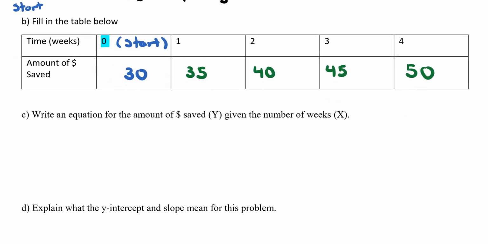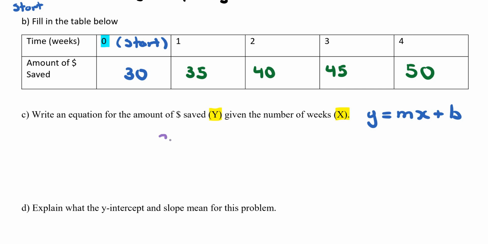Okay, so write an equation for the amount of dollars saved, which is y, given by the number of weeks x. All right, so this question is pretty much asking you to write the equation in terms of y equals mx plus b. So we definitely have seen some of these questions already, especially in the visual patterns part of this spiral here. So there's a few ways you can do this. Here's how you can do it logically.